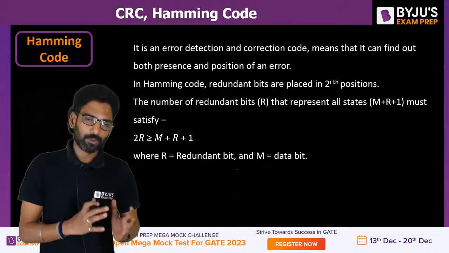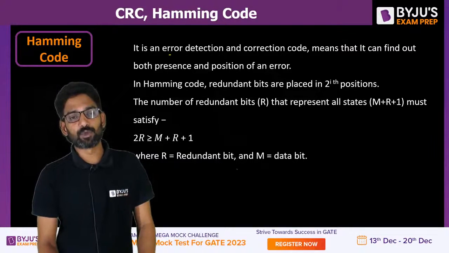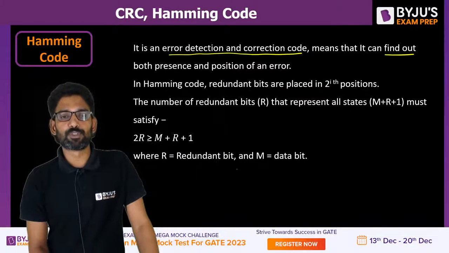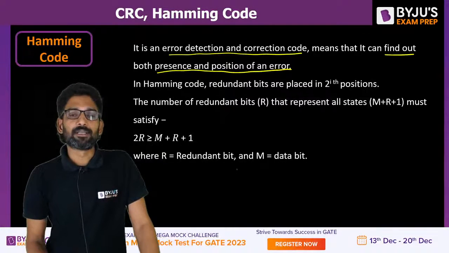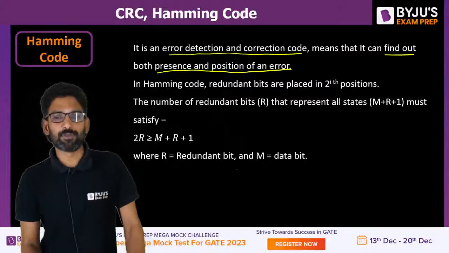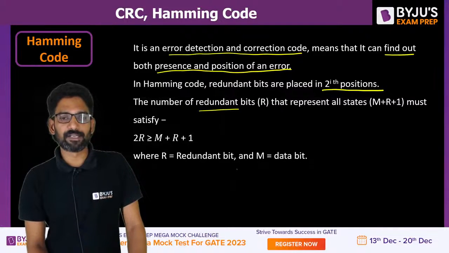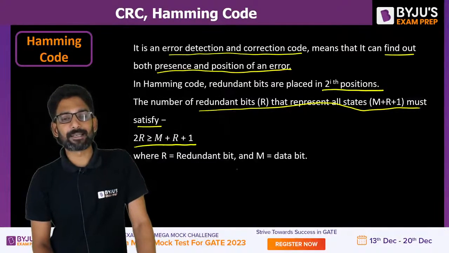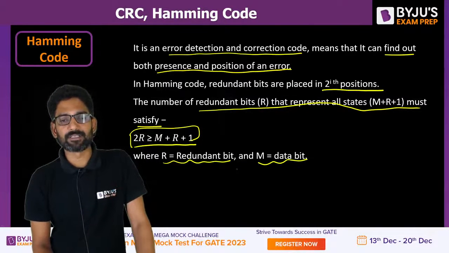Okay. Now moving on to Hamming code. This is not just a detection code but also a correction code, because it can find out both the presence and position of an error. In Hamming code, redundant bits are not consecutive but are placed in 2 power i positions. The number of redundant bits that represent all states must satisfy 2 power r greater than or equal to m plus r plus 1, where r is the number of redundant bits and m is the data bits.